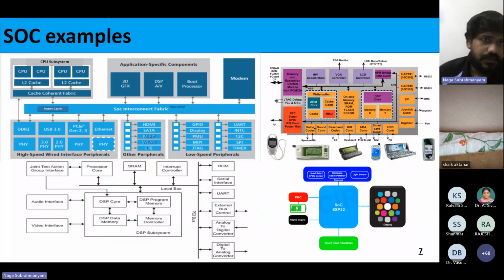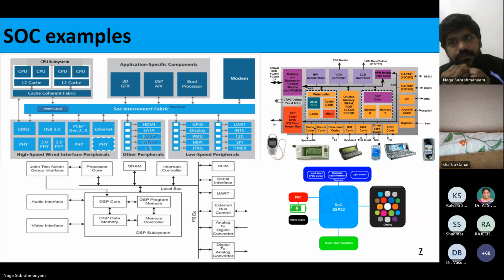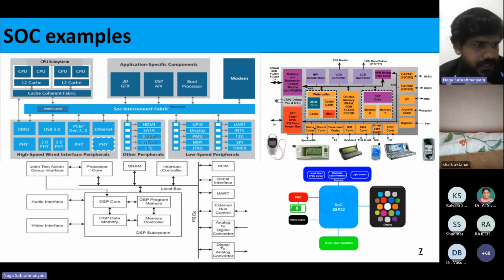See, this is one SOC. Can anybody tell me what is SOC? Do you have any idea? System on chip. Yes, correct. System on chip means on a chip we can see the entire system, right?